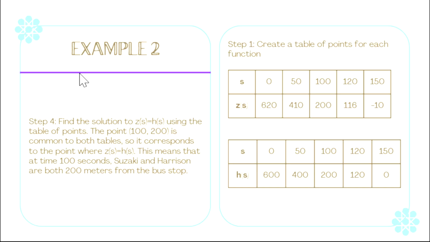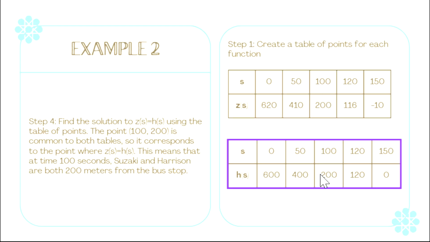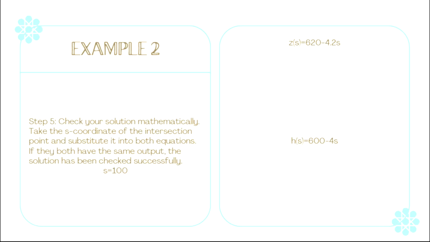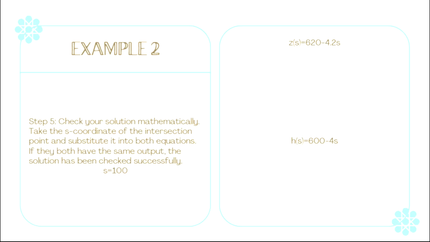Step 4. Oh, they want to double check that they did it right. You can look at your table and graph and see that they match right there. You could also see it on the big graph, so you don't need these tables still. And then you can check your solution mathematically.